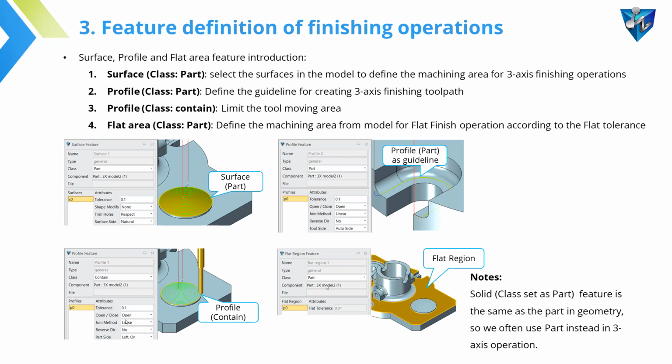The third part is feature definition of finishing operations. We usually use 4 types: surface, 2 types of profiles, and flat area. Please note the different class type here. And for the solid feature, it's the same as the part in geometry, so we often use part. There's also the workpiece.